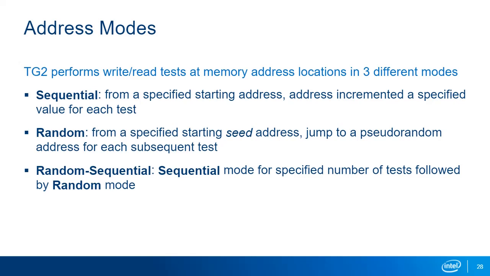In random mode, the first address accessed is a specified seed address. Subsequent addresses are pseudo-randomly calculated and guaranteed not to repeat. You can see the formula used to calculate the subsequent addresses in the EMIF IP user guide. The final mode is random sequential. In this mode, first, a specified number of sequential addresses are used, followed by pseudo-randomly generated addresses. With TG2, you can use any of these modes for your own custom traffic.